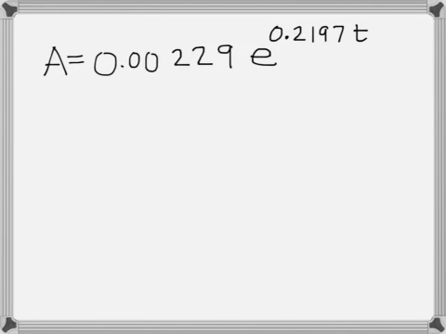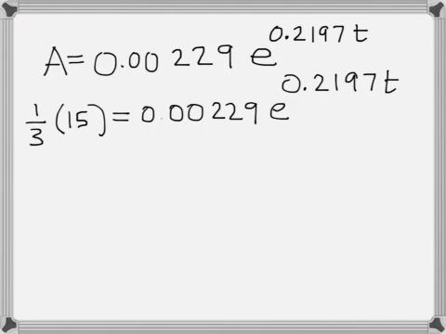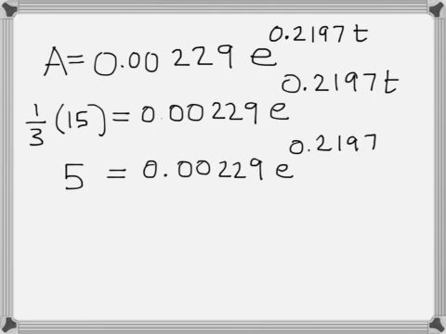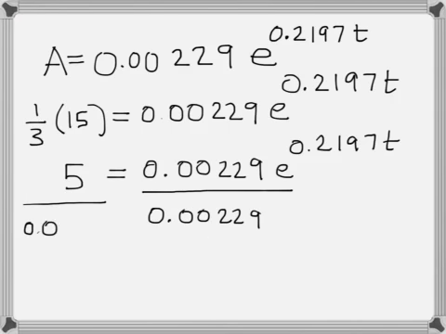So for a third of the container, we will plug in 1/3 times 15. 15 was the whole container. We plug that in for A, and then we'll solve that equation for T. Alright, so 1/3 times 15 is 5, just simplifying a little bit there. And again, this is an exponential function, so I want to divide both sides to get that exponential function by itself on one side there.